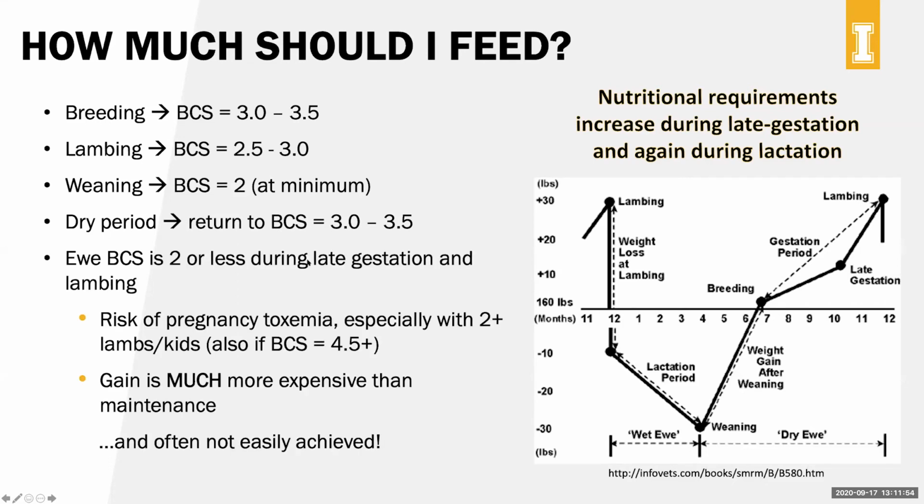So again, we talked about you don't want to have anything less than a 2, especially during gestating and lambing and kidding. And you also have to be careful when they're too thin or too fat of issues related to pregnancy toxemia, which we've talked about in other webinars, so I won't go into too much detail on that. But again, gain is so much more expensive than just maintaining. And so really in these summer periods, right after we get these lambs weaned off, we really need to make sure they're looking good going into the winter.